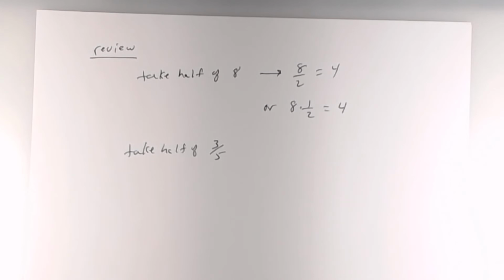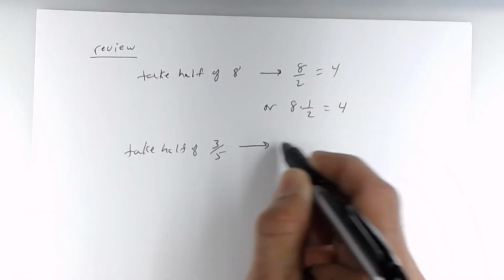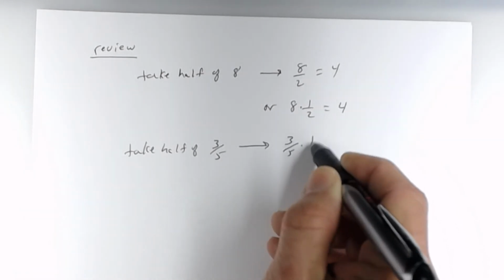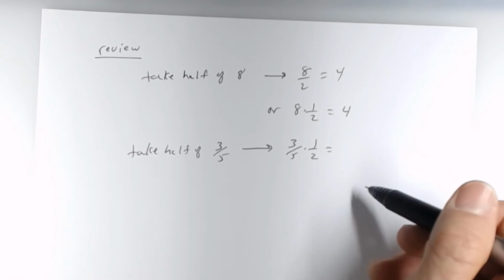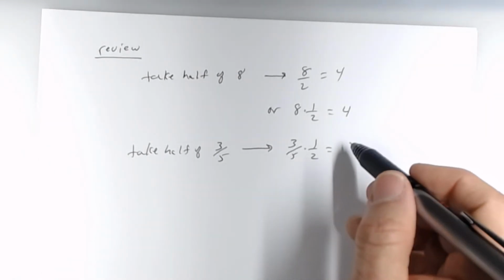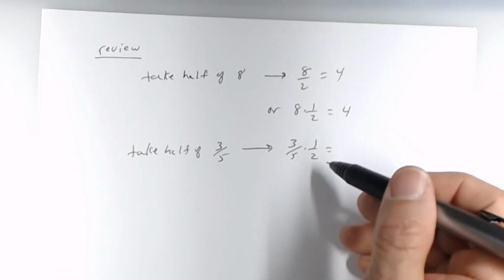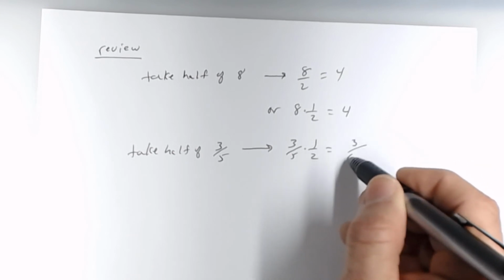Same thing. Taking half of 3/5 means either I divide by 2 or I multiply by 1/2. So if I multiply by 1/2, let's do that first. I get 3/5 times a half, and then try and reduce if you can. I can't reduce here. So what's half of 3/5? 3/10.